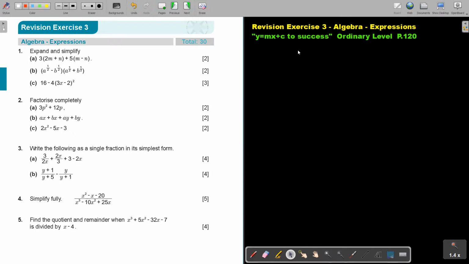Now again, they are just going to say expand and simplify, and then you're just going to see this bracket. So basically what you must do is you must just multiply out this bracket.